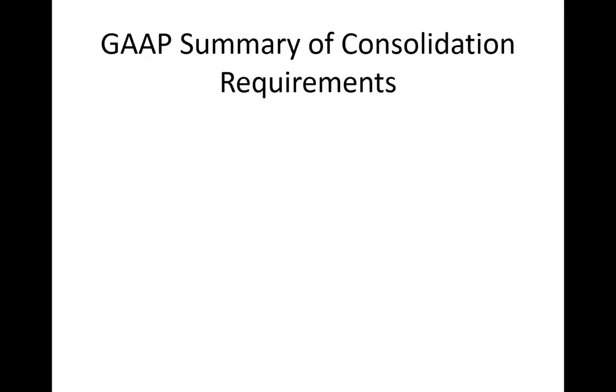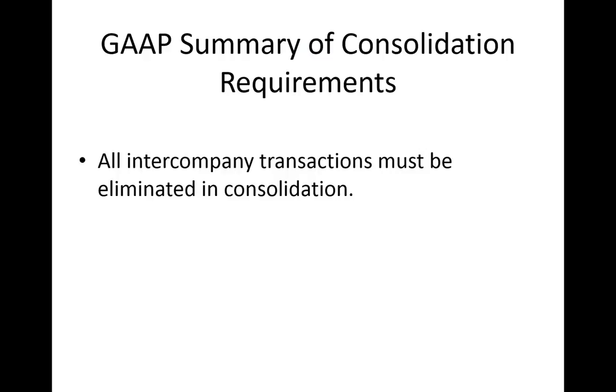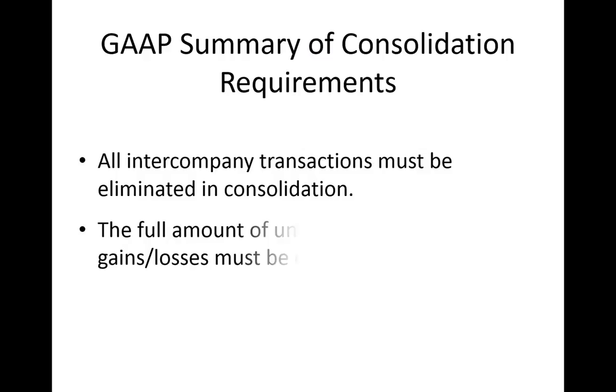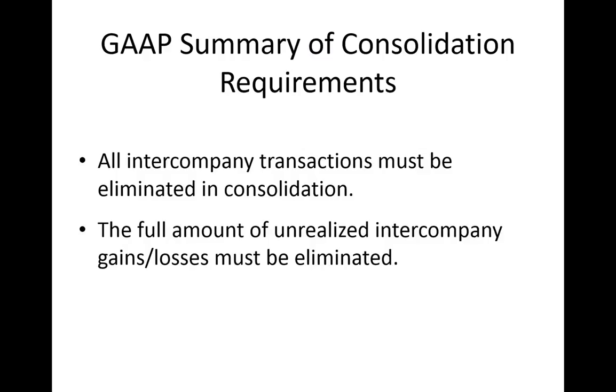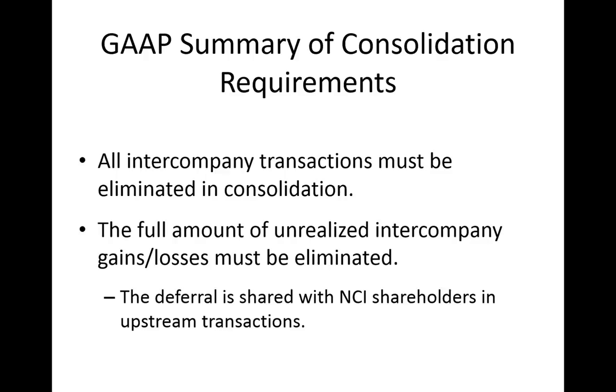The GAAP requirements for upstream and downstream transfers are very similar. We must eliminate any transactions between the two parties, as well as eliminate any gain until the actual transaction occurs to a third party. The one big difference between upstream and downstream transactions is that an NCI is involved. So if there's any deferral, it must be allocated between the NCI and the parent.